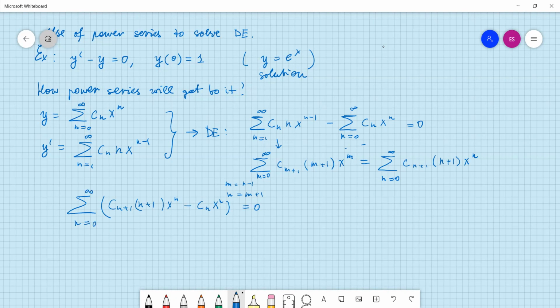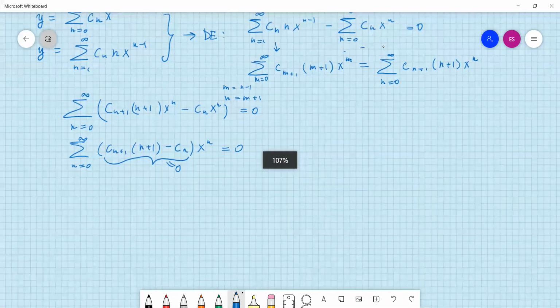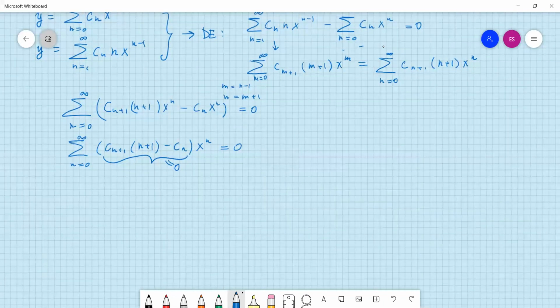Well, again, I'm taking x outside of parentheses and have a coefficient C n plus 1 times n plus 1 minus Cn, x to the power of n, equals 0, sum from 0 to infinity. And now the coefficient must be equal to 0 to turn this into a true statement for all x's, right? Well, I'm going to set C n plus 1 times n plus 1 equals Cn. I move this to the right side, and C n plus 1 equals Cn over n plus 1.